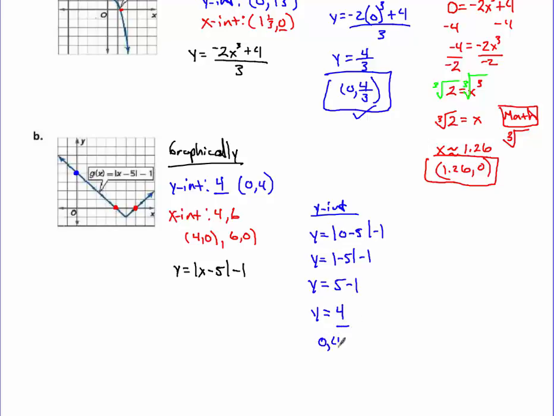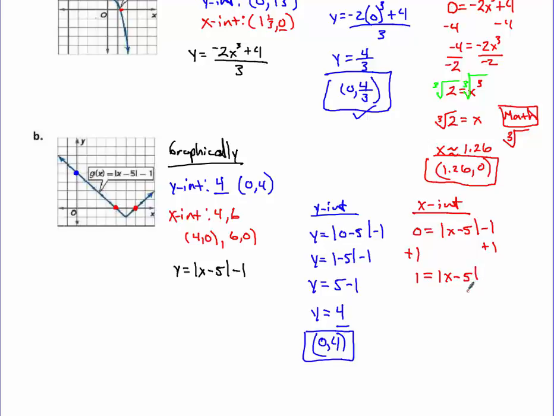So go ahead and put a box around that one. And then we come over here, we'll do the x-intercepts. And remember, for the x-intercepts, the y has to equal 0. So we're going to write 0 equals the absolute value of x minus 5 minus 1. So we start solving this. We get 1 equals the absolute value of x minus 5.